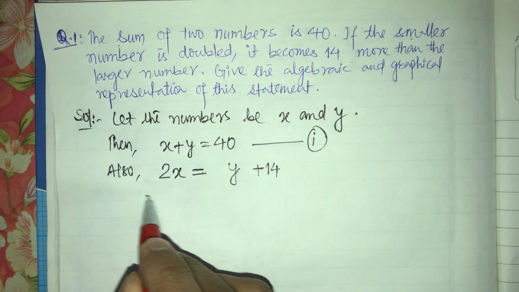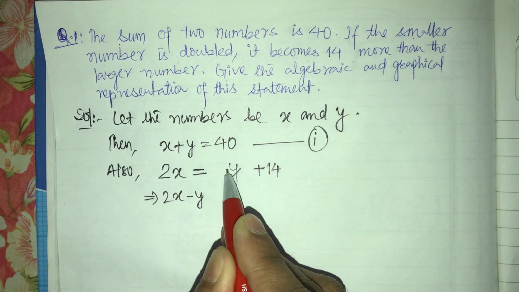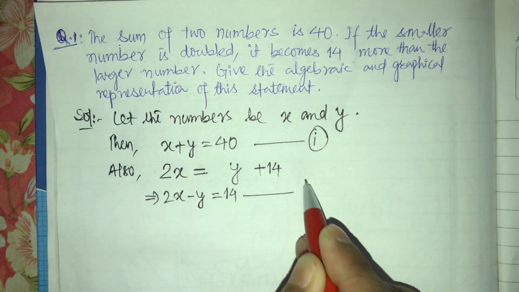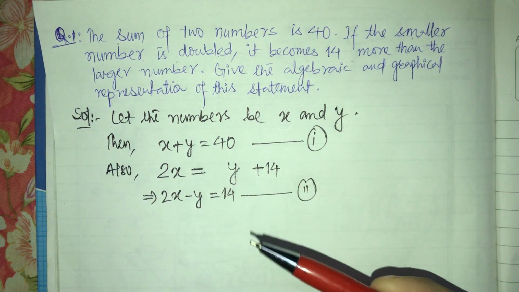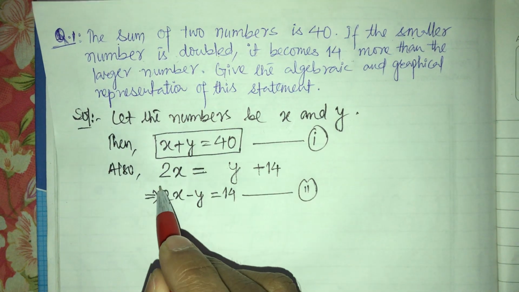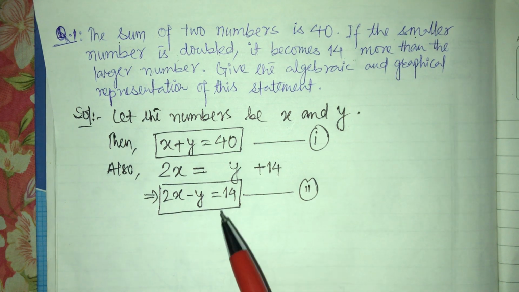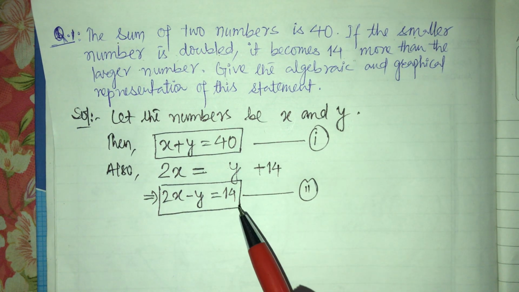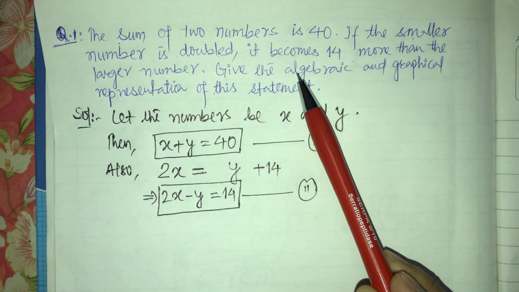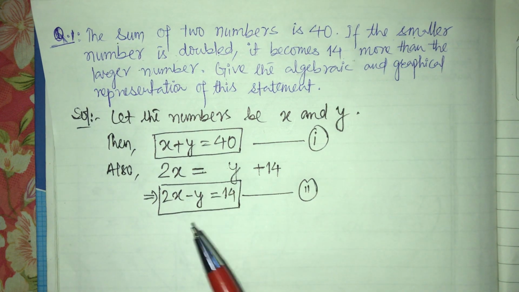Now we will arrange it. So 2x, y we can bring here, plus becomes minus, equal to 14 is our second equation. So we got both the equations. This is equation 1, x plus y equal to 40. The second equation is this one, 2x minus y equal to 14. Now according to the question, the algebraic representation we got here, the first and second equation, right?